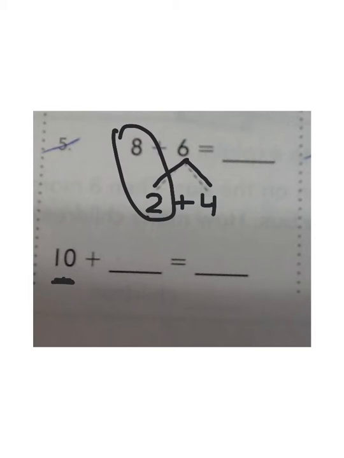Okay, so I've made my 10. There's my 10. 4 is left outside the circle, so 4 goes there. 10 plus 4 is 14. So 8 plus 6 is 14. Whoops, sorry, that was a wonky 4.